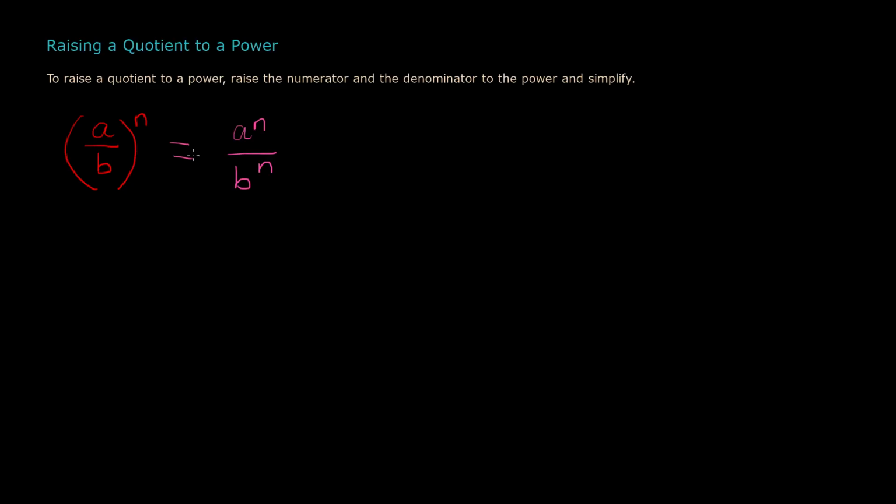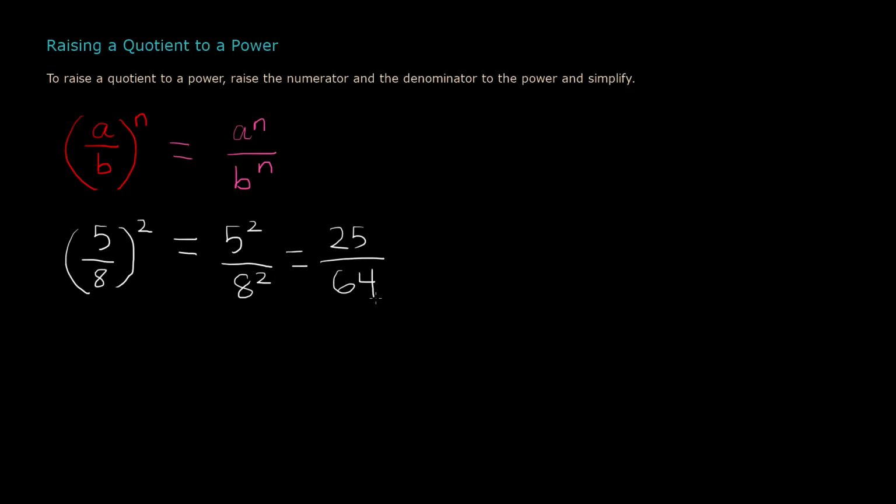Now to view this in a real life example, let's say that we had 5 divided by 8 to the power of 2. So this would be 5 to the power of 2 divided by 8 to the power of 2. We know that 5 times 5 is 25, and 8 times 8 is 64. And this is how you would write your answer. So you could either put it in your exponential form or in the fraction form.